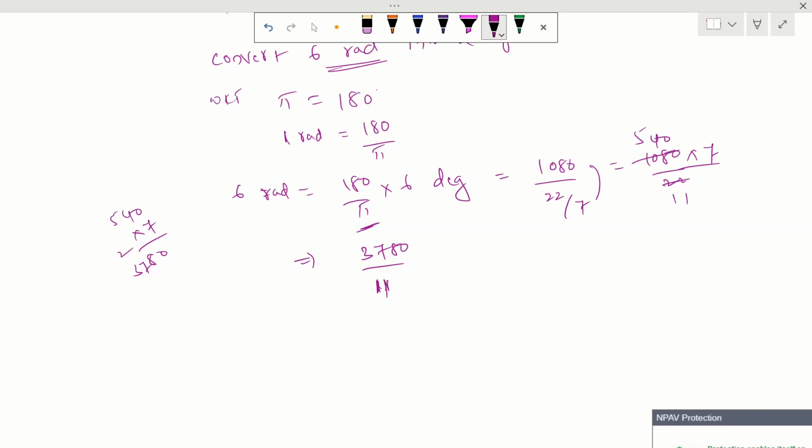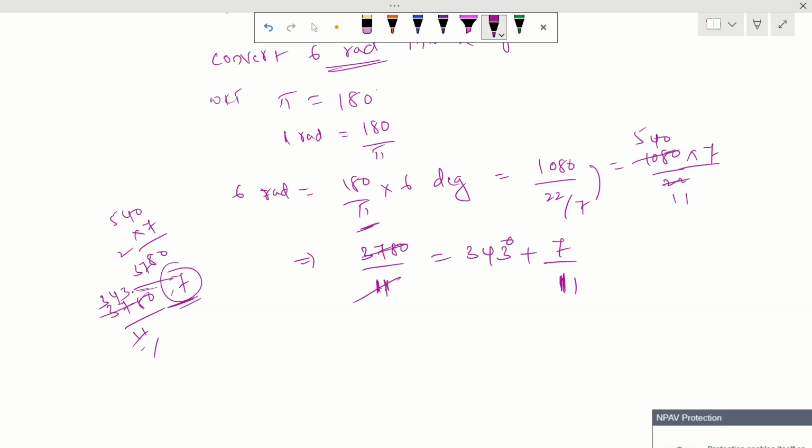Now divide 3780 by 11 separately. 11 threes are 33, 4 remains, so 48. 11 fours are 44, then 4 remains. 4 remains, so 40, 11 threes are 33, and 7 remains. If we divide this by 11, we get 343 degree, and 7 remains. 7 remains means 7 by 11 remains.